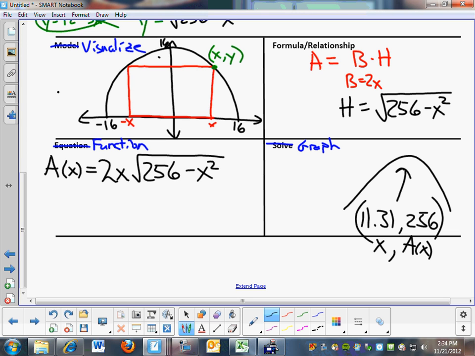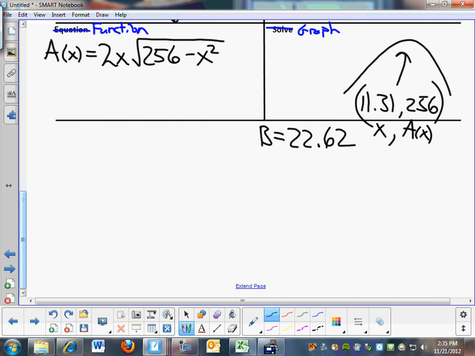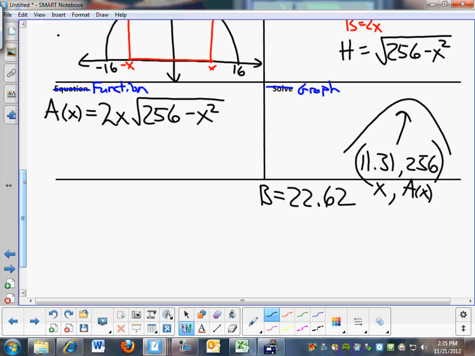We need to identify two pieces. Number 1, the base. The base says it's 2 times X. What's 2 times X? 22.62. How do you find the height? Square root of 256 minus x squared. This says this is how I find the height.